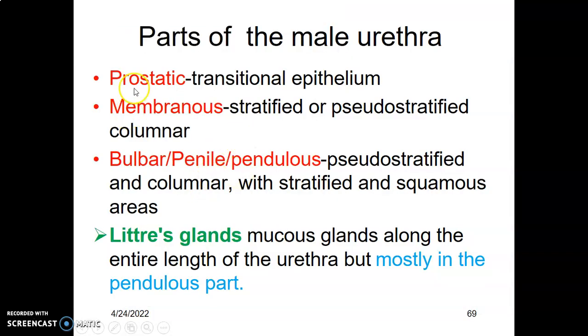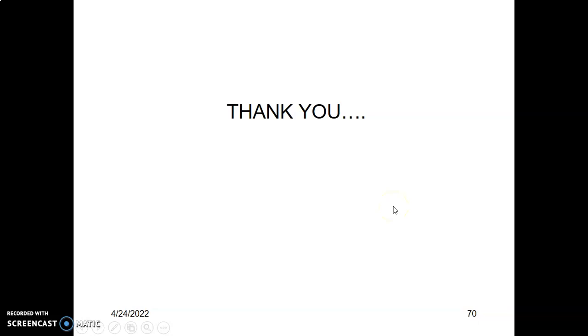So what are the parts of the male urethra? The prostatic, which is lined by transitional epithelium, the membranous lined by stratified or pseudostratified columnar epithelium, and the bulbar or penile, which has pseudostratified columnar epithelium with stratified squamous areas. So we have what you call Littre's glands. These are mucus glands along the entire length of the urethra, but mostly in the pendulous part. Littre's glands are just mucus glands. They are found on the entire length of the urethra, but mostly where do we see them? In the pendulous part of the urethra, in the penile urethra. Okay. This penile urethra is lined by pseudostratified columnar with stratified squamous areas. Thank you.